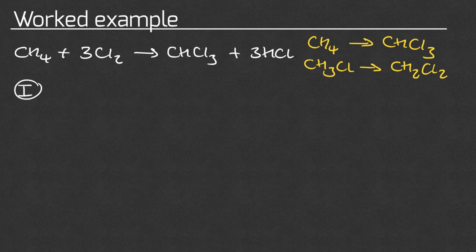We'll now write the initiation equation. We're substituting chlorine in this reaction, so 1 molecule of chlorine will be photodissociated by UV light to form 2 chlorine radicals. We're now going to write the propagation steps for this process here. So the propagation steps to convert chloromethane into dichloromethane.